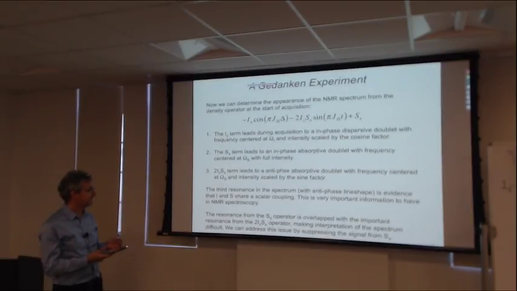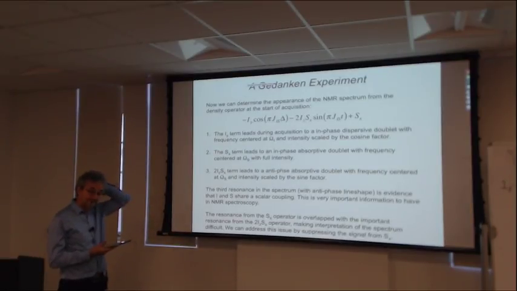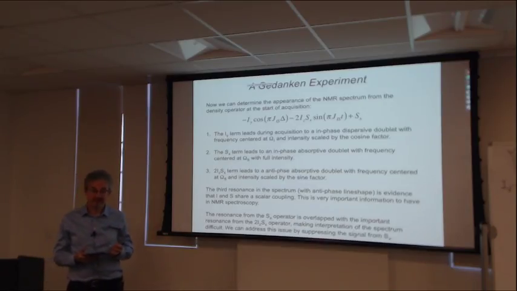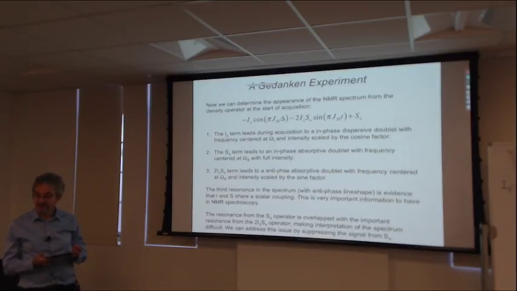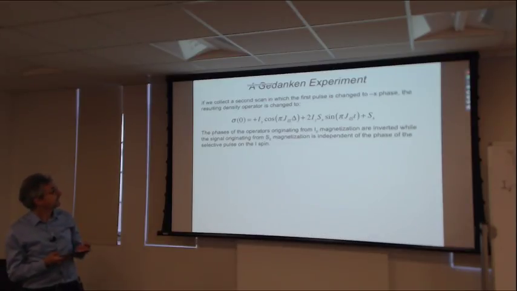The problem we have in this experiment is that the signal we're interested in, the antiphase doublet that tells us that there was a non-zero coupling, is overlapped by the in-phase doublet that doesn't tell us anything interesting. So one thing we could try to do first is suppress the signal from the SX operator that came from the SZ operator. So how could we do that?